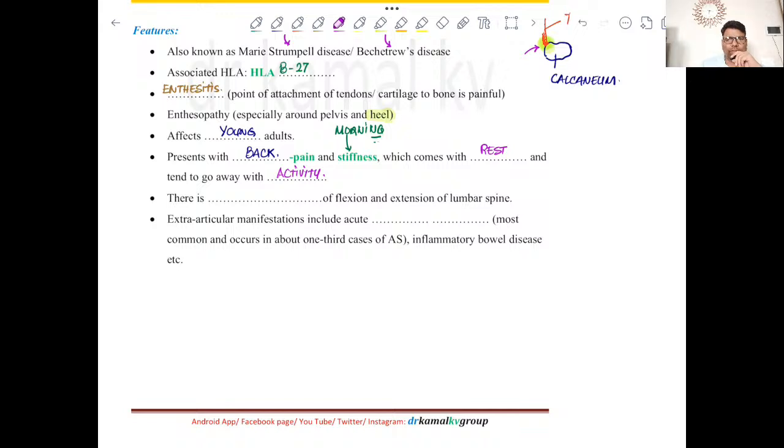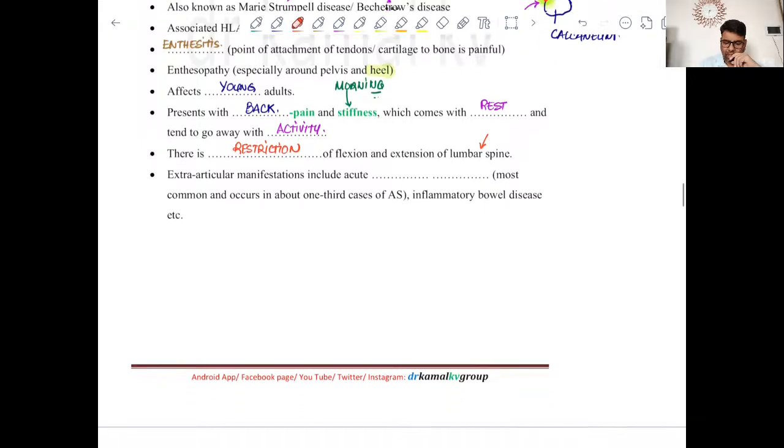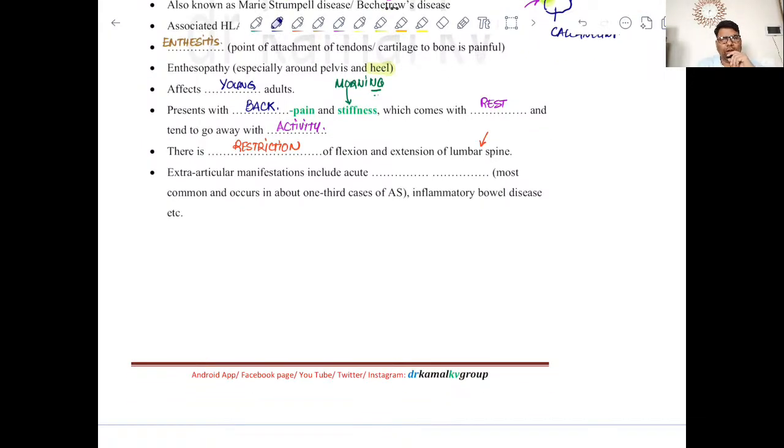And over a period of time, there is fusion between the vertebral bodies, and therefore there is limitation of spinal movements, so flexion, extension. Nearly 33% of the cases of ankylosing spondylitis can have an attack of acute anterior uveitis, right? So nearly one third of the patients might experience this acute anterior uveitis. Some might have inflammatory bowel disease as well.